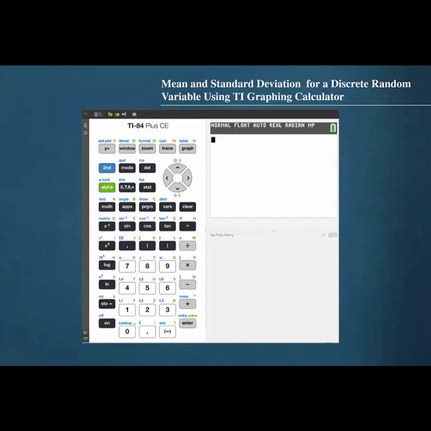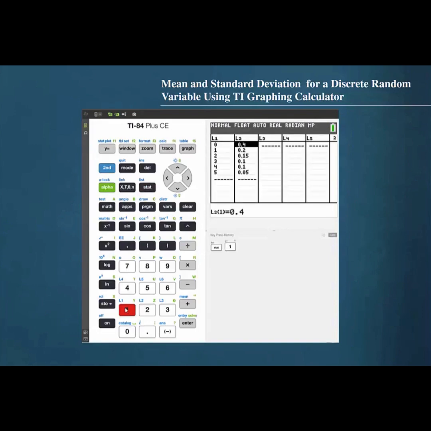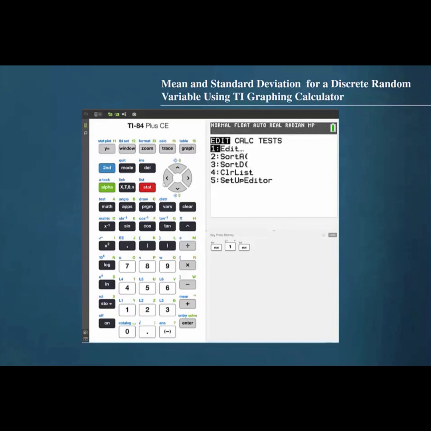In order to use a graphing calculator to calculate the mean and standard deviation for this discrete random variable, we will begin by pressing Stat. Then press 1 to enter the list editor. Type the values of the random variable into list 1 and their respective probabilities into list 2. It is important that the corresponding values of the random variable and the probabilities are adjacent to each other in the list. Now press Stat and cursor over to Calc.